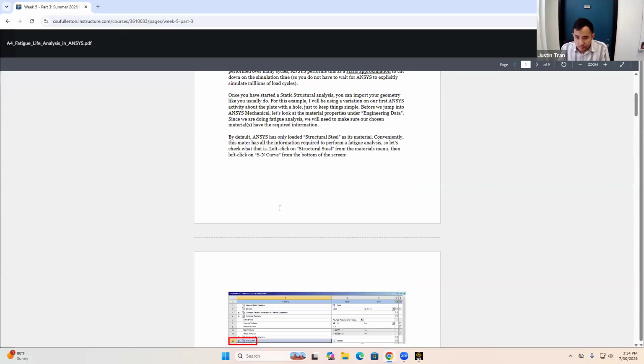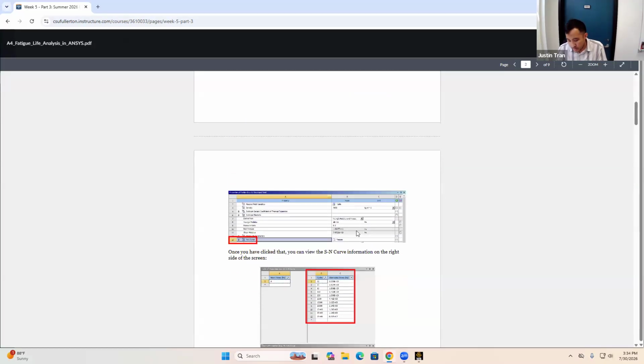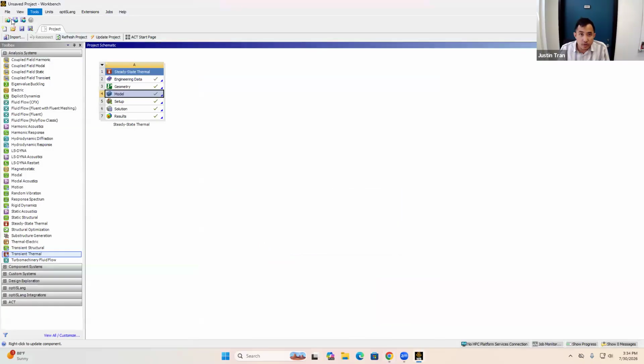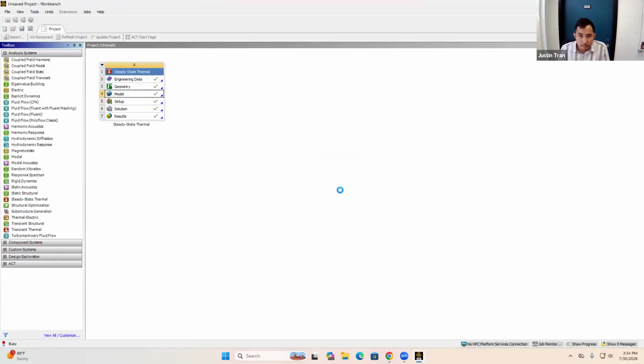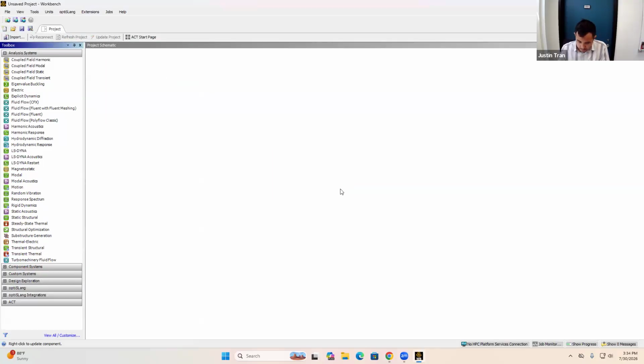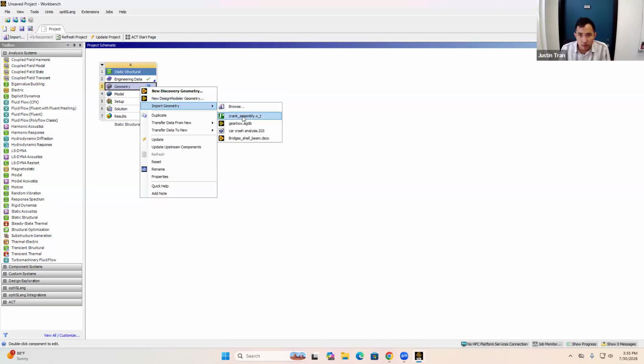All right, so let's go ahead and get into that analysis here. Okay, so let's go back to Workbench here and let's go ahead and just start a new project. Okay, so to do a fatigue life analysis, the nice thing is that you can do it straight from a static structural analysis here. So let's go ahead and load in static structural. And let's go ahead and import a geometry. And so just for the sake of brevity here, let's go ahead and load in our crank assembly.